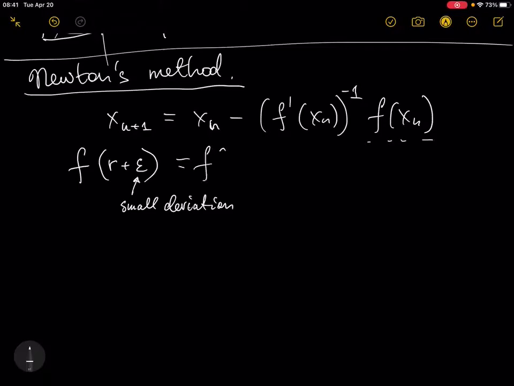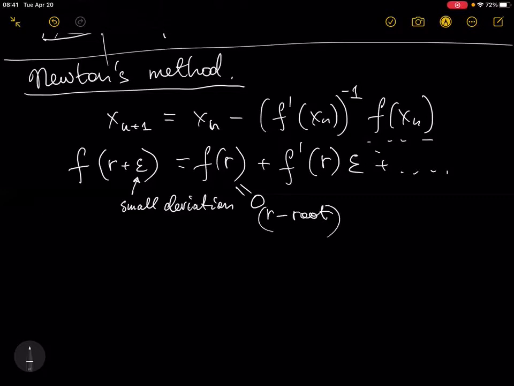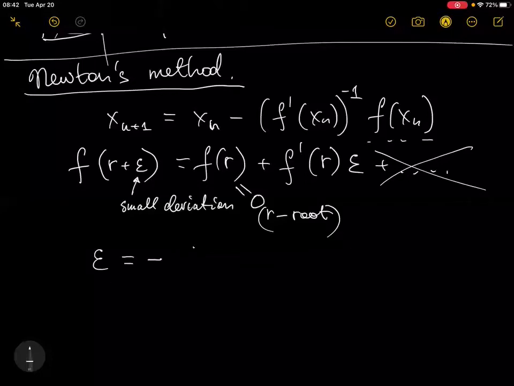So then how can you write it? You can write it using just a Taylor series, right? So you can write it like that, and epsilon plus and so on. This is equal to 0 because r is the root, right? And let us neglect everything else further. And then we can get that this deviation epsilon is nothing else but negative f of r divided by f prime of r, right?